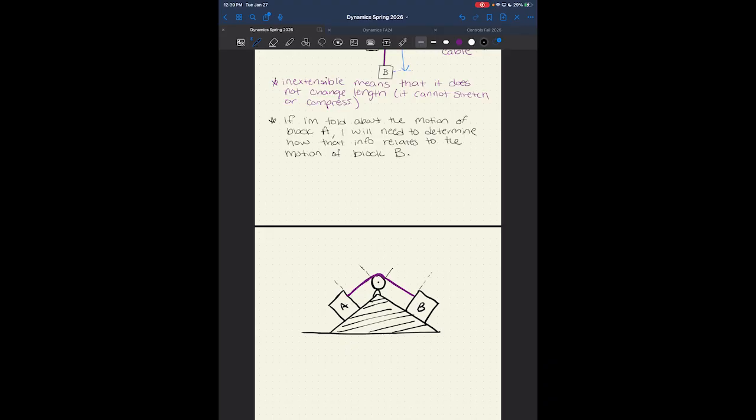is the section between block A and the edge of the pulley, and I'm going to call that distance SA. I'm also going to keep a close eye on the distance between block B and the edge of the pulley, and we'll call that SB.